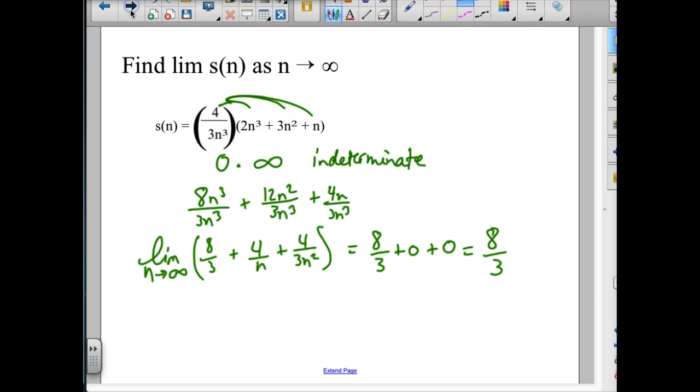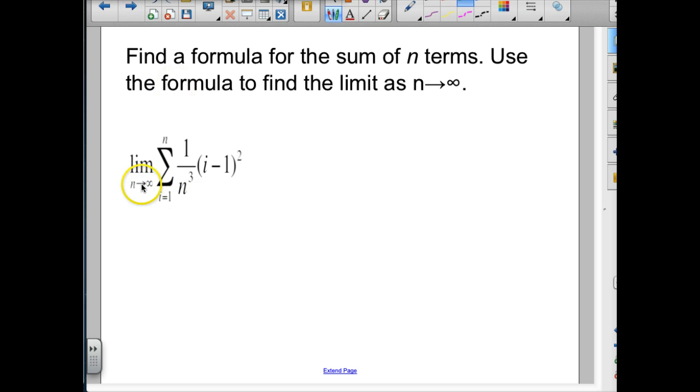Let's go. The limit as n approaches infinity of the summation of 1 to n rectangles of 1 over n to the third times i minus 1 squared. So find a formula for the sum of n terms. That means you can't have the letter i in there anymore, and you want to get rid of the summation. So we're going to use our summation formulas. And then we're going to finally find the limit.